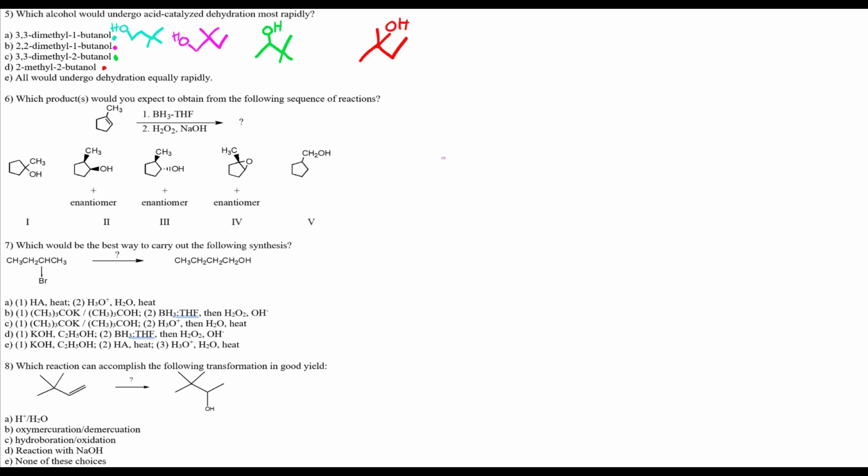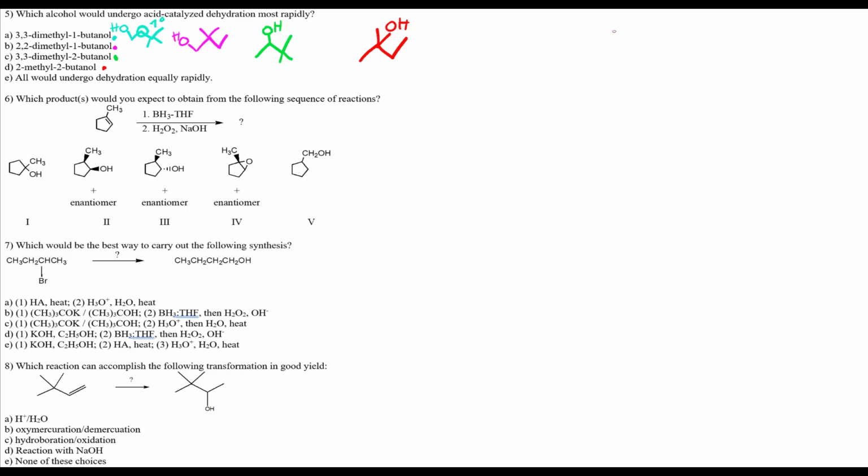Number 5. Which alcohol would undergo acid-catalyzed dehydration most rapidly? Well, for this one, it's kind of simple, but I'm going to get into detail about why this works. But they're really asking you which would produce a tertiary carbocation. So basically, which alcohol is tertiary? This alcohol is attached to this carbon, and that carbon is attached to one carbon. That means that this one is a primary alcohol.